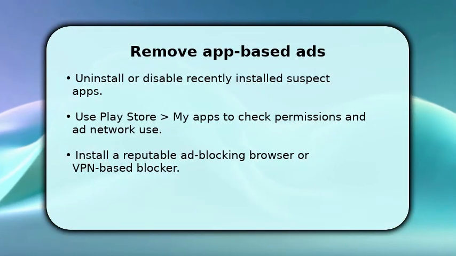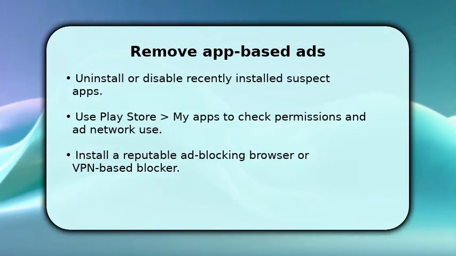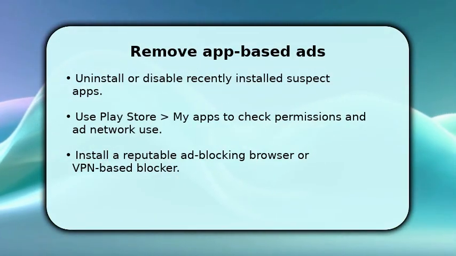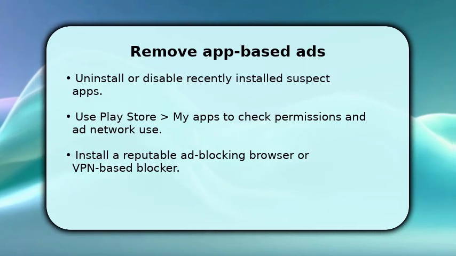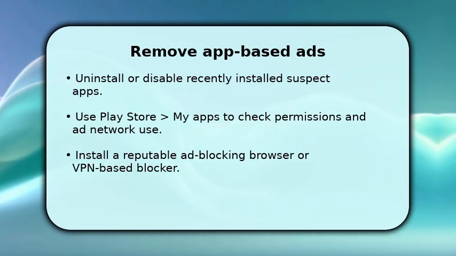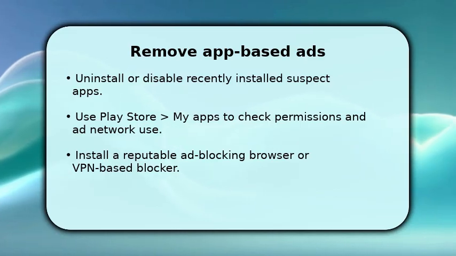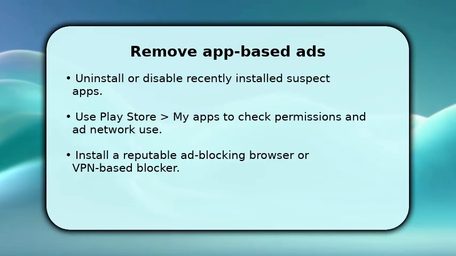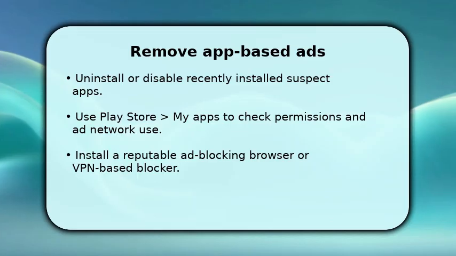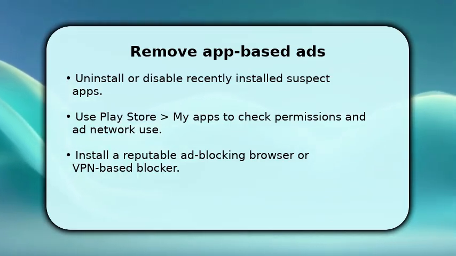Now focus on app-based advertising. Uninstall any recent or unknown apps and disable apps that can show overlays. This stops most intrusive pop-ups. Then inspect app permissions in settings to revoke draw over other apps and notification access from apps that misuse them. Install a browser with built-in ad blocking or a VPN-based ad blocker to filter web ads across apps.